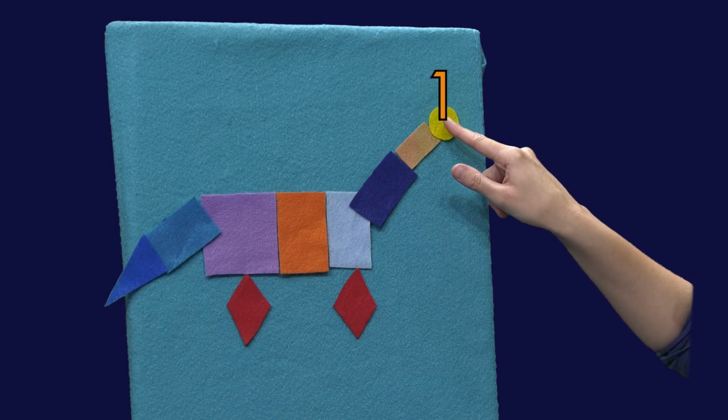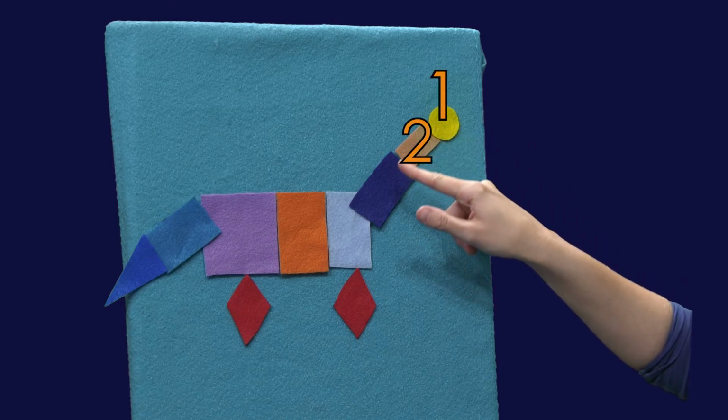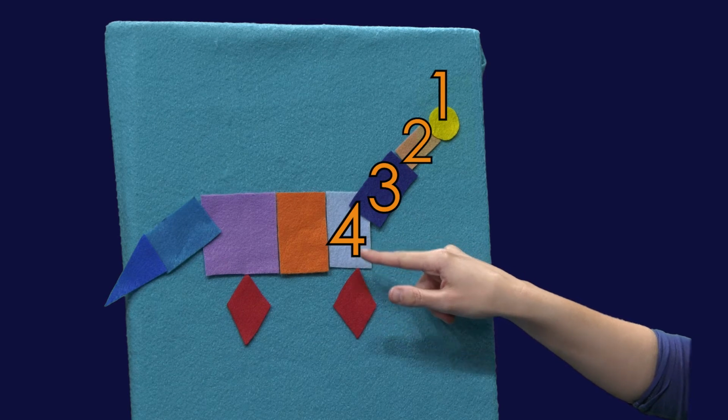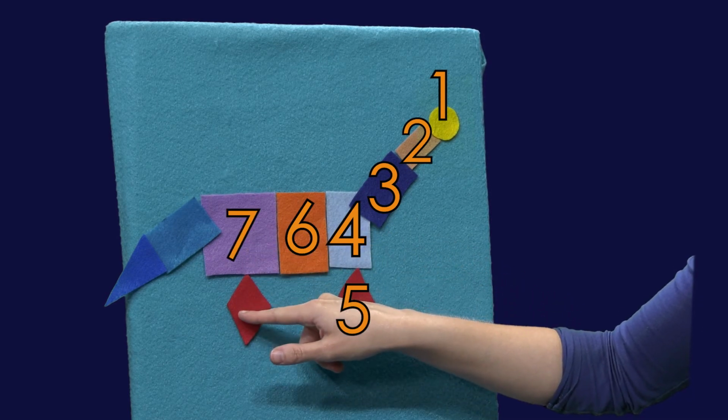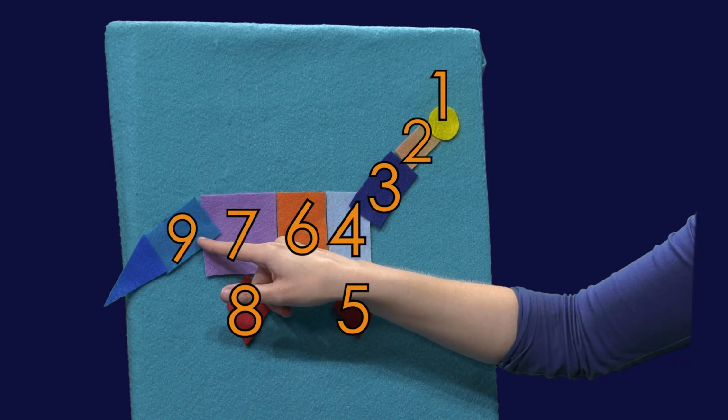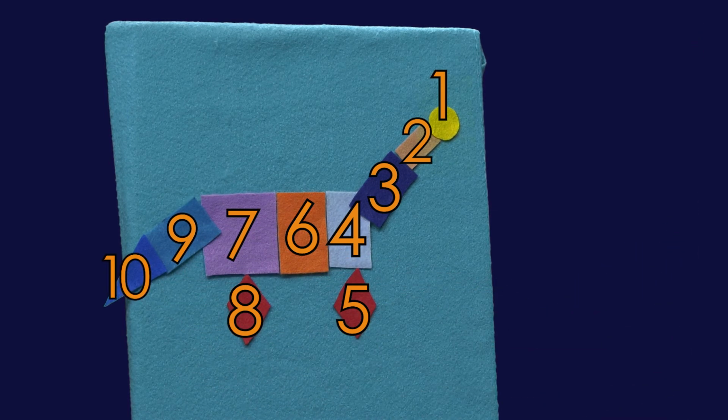All right, let's count how many blocks we have, and then you can try to guess what I made. 1 block, 2 blocks, 3 blocks, 4, 5 blocks, 6 blocks, 7 blocks, more, 8 blocks, 9 blocks, now there's 10.